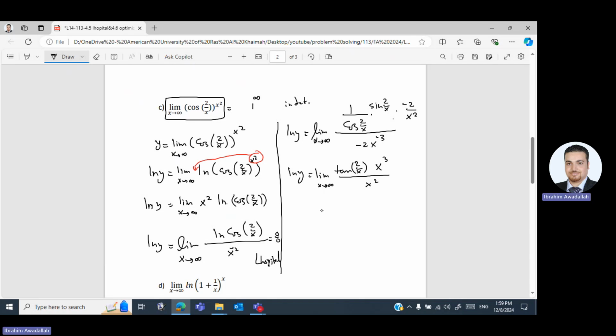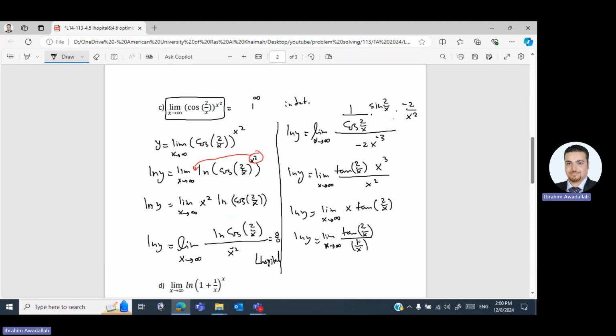This with this will be cancelled, so this will be the limit of x tan 2 over x as x goes to infinity. So ln y one more time equals tan 2 over x divided by 1 over x, limit x goes to infinity. If I substitute, this will be 0. If I substitute, this will be 0.